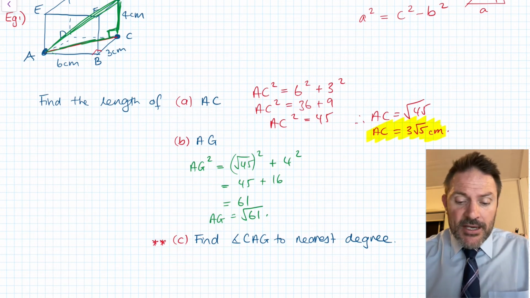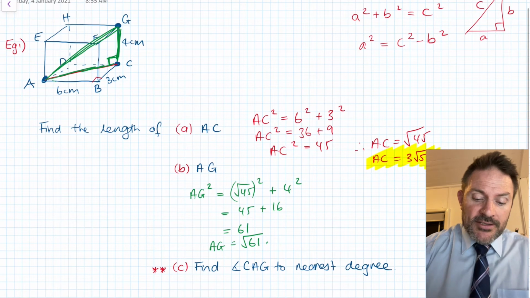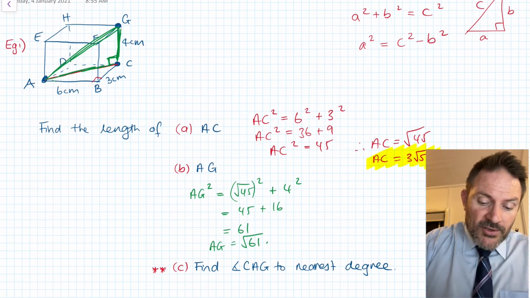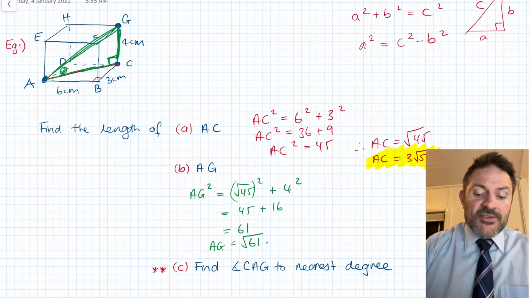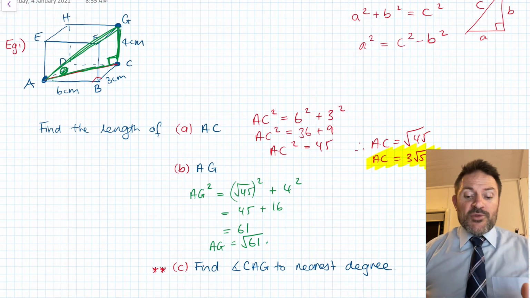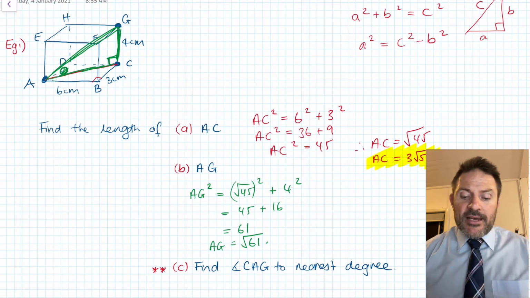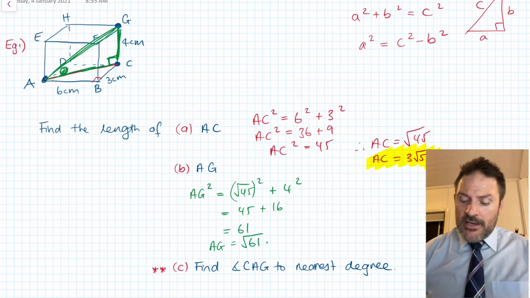Find angle CAG to the nearest degree, CAG. So what it's looking for is theta inside there. Now, the thing is, we have 3 lengths. We have actually found AC, AG, and we've got 4 as well. I'm going to use AC and CG.